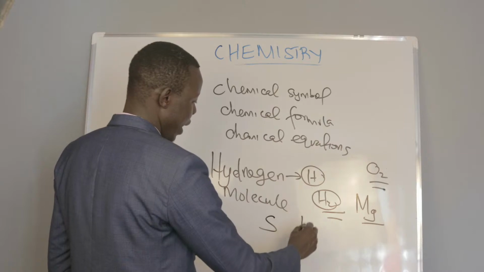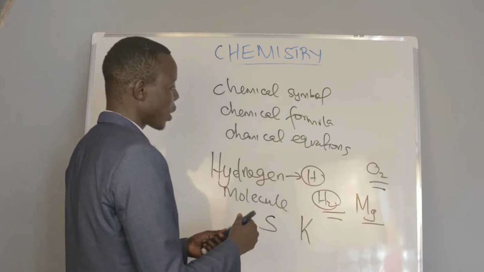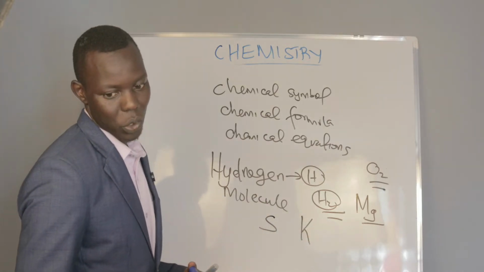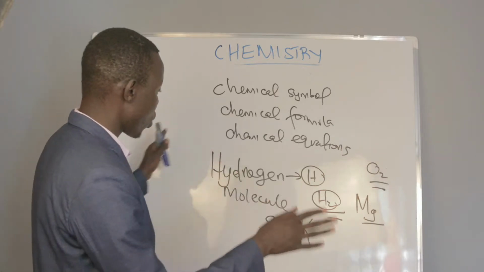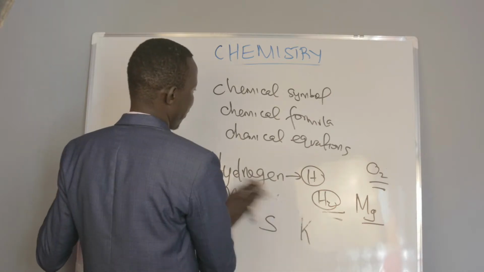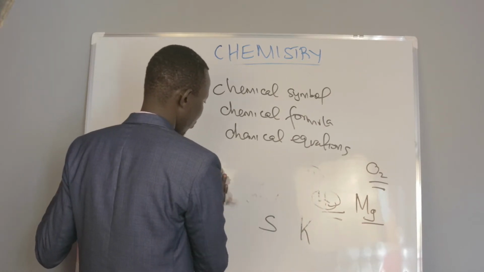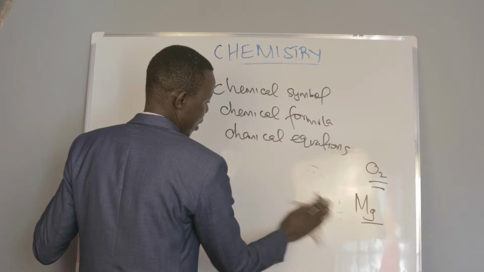Potassium, you just write K. I mean, these ones we learn in Form 1, and everybody should be proud of them and being able to do them. It is not a difficult task, the chemical symbols. That is something very easy.